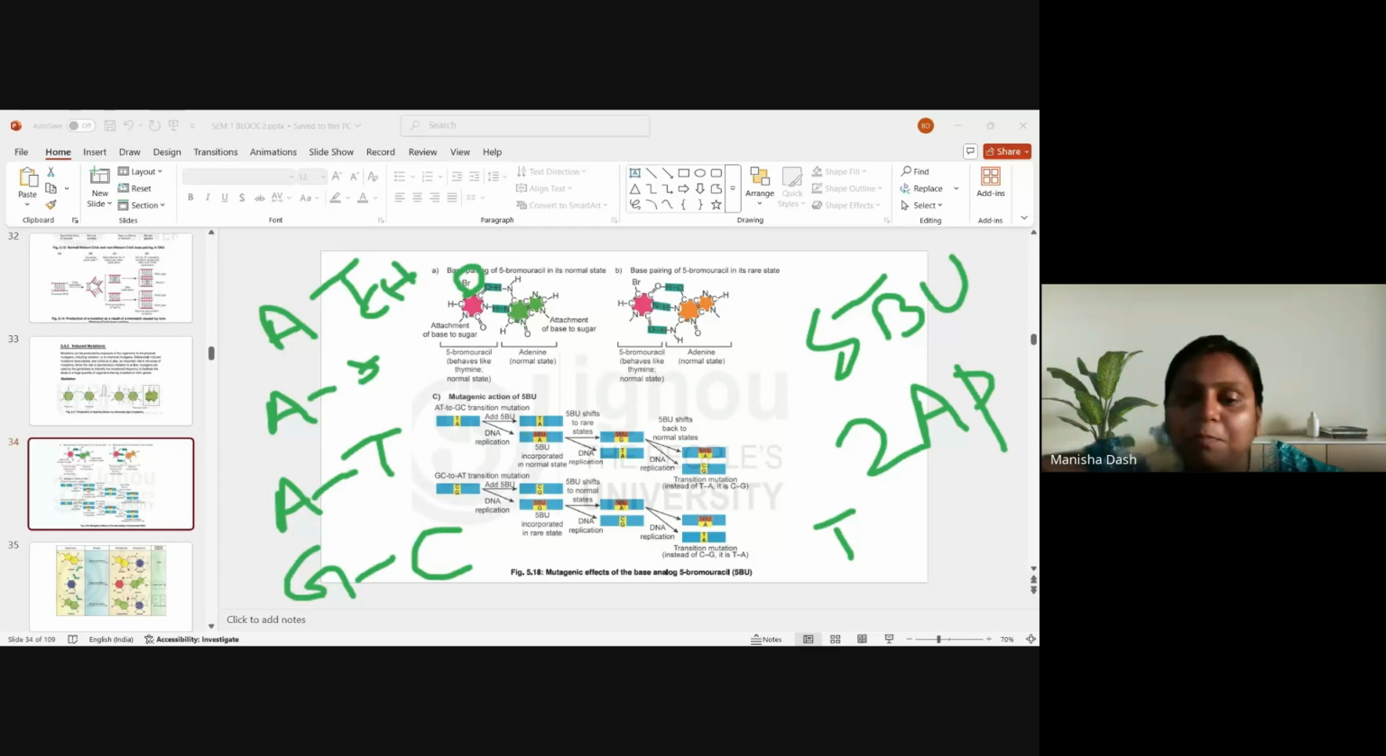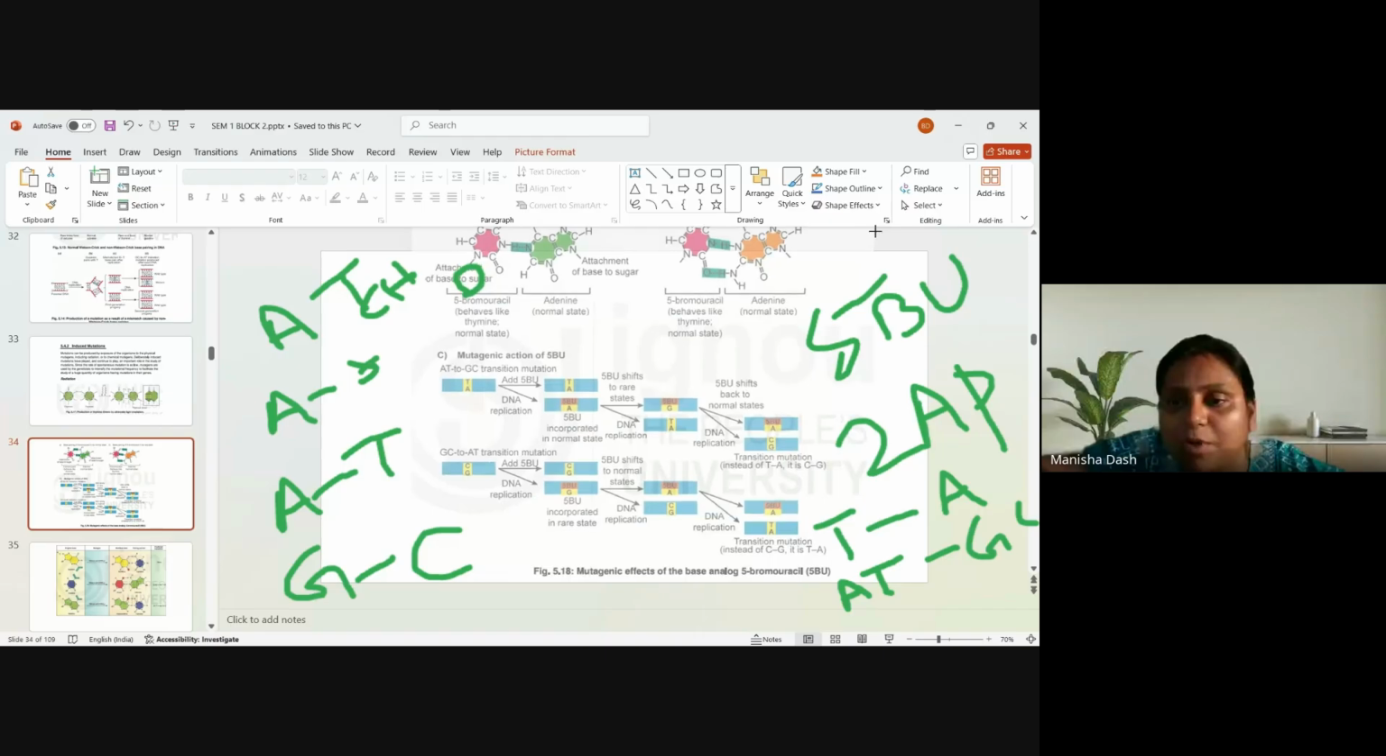Similarly, 2-aminopurine is an analog of adenine. So where a thiamine should normally pair with adenine, if 2-aminopurine is available in the environment, it may wrongly pair with 2-aminopurine instead of adenine. Okay. So here also, what you will get is an AT to GC transition mutation and vice versa. So let me explain this part to you with one example, only 5-bromouracil. 2-aminopurine will be similar.